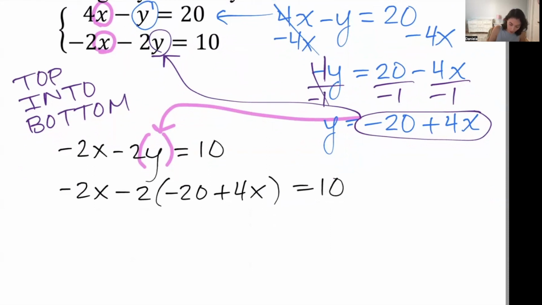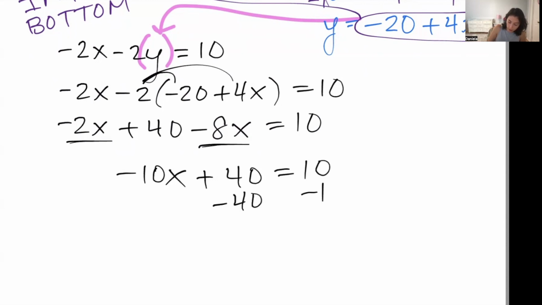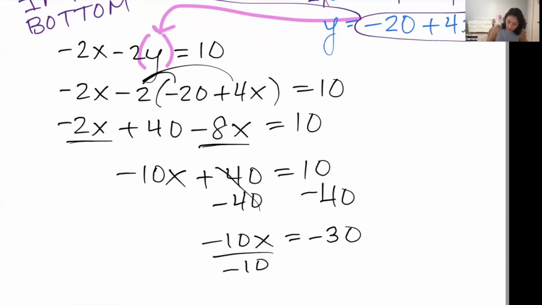So now as we simplify and distribute, that is going to be a positive 40 and a minus 8x. We can now combine like terms, so that's negative 10x plus 40 is equal to 10. We'll subtract 40 on both sides. So now we have negative 30, and then divide both sides by negative 10. So we get x equals 3.